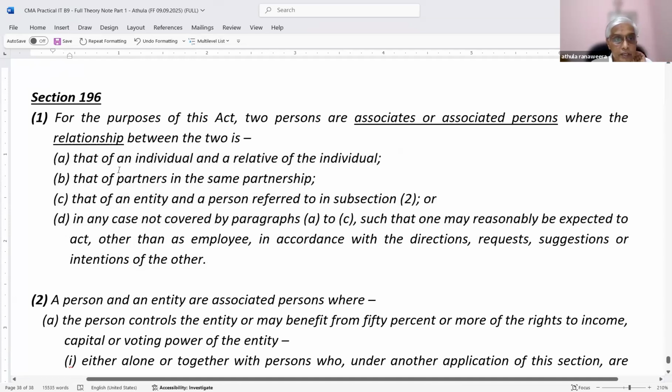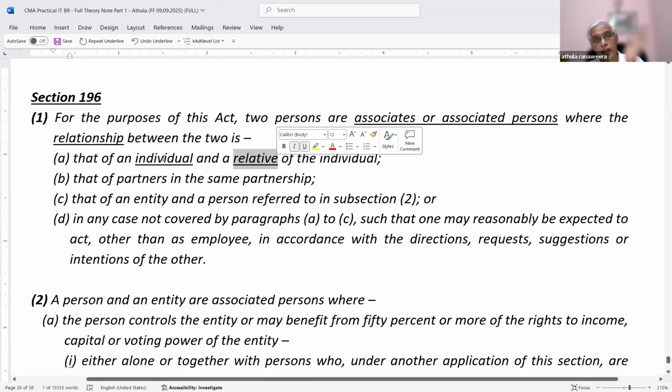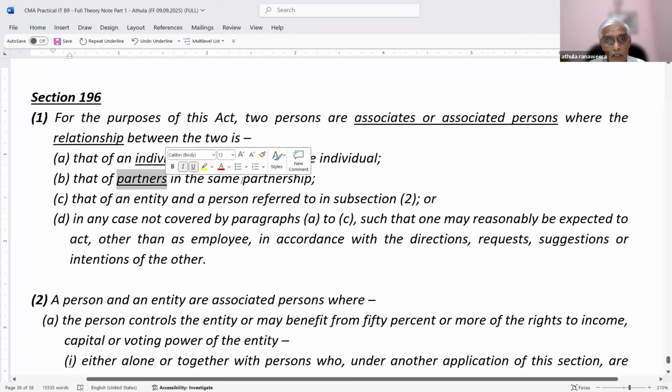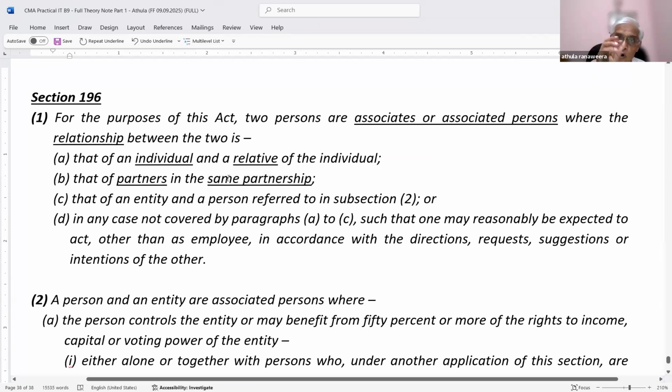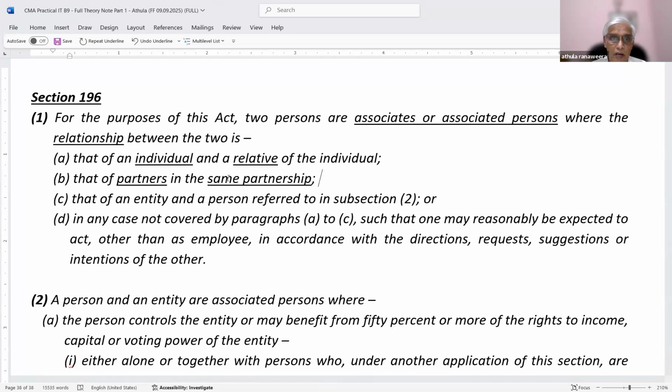Relationship between two is that of an individual and a relative of individual. Individual and a relative of individual. Then number 2, B, that of partners. They are covering partners in a partnership. In a same partnership. That means when we take all partners in one partnership, they are associates, not in different partnerships.